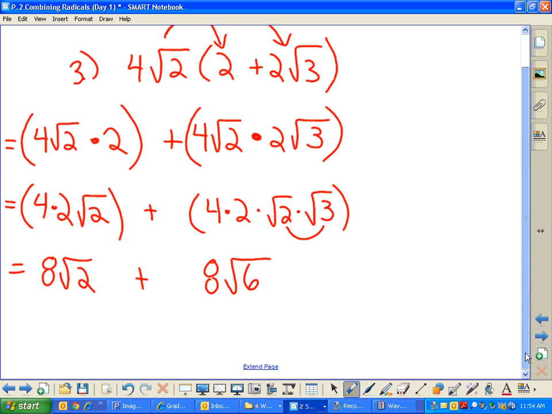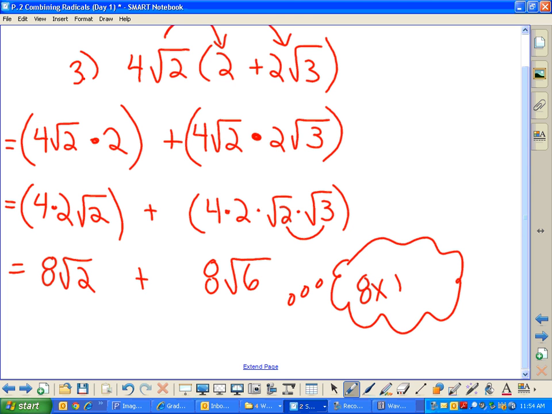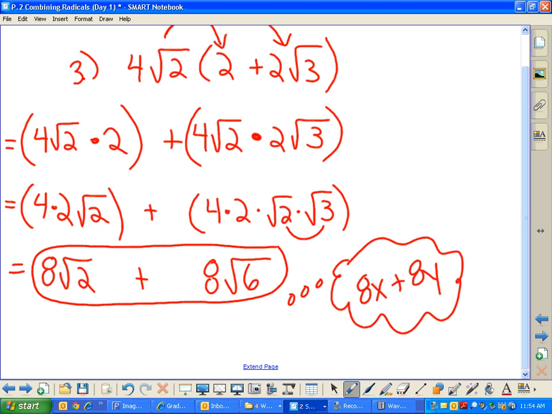In your head right now, the square root of 2 might behave a lot like x. So that term might be hanging out there like 8x. But the square root of 6, that's a different number altogether. That's like 8y. You can't combine 8x and 8y, so you can't combine 8 root 2 and 8 root 6. This is your answer. You're all done. They don't have the same radical part, so you can't combine them. You're only allowed to combine like radicals, is the moral of today's story.